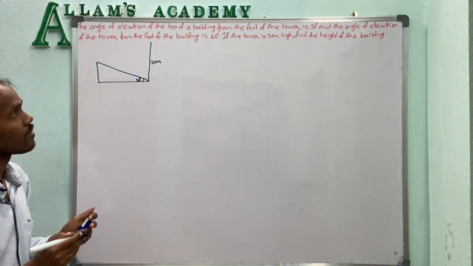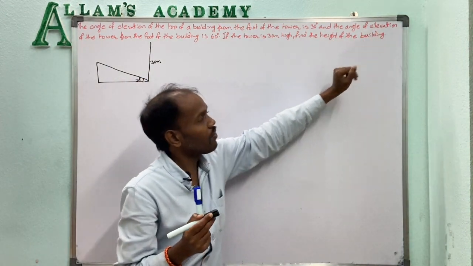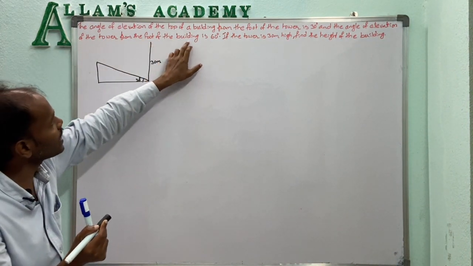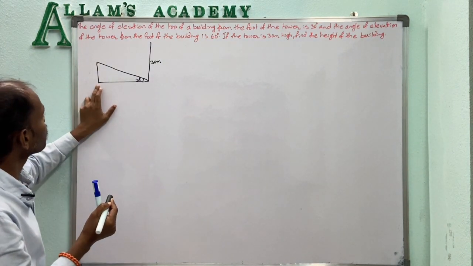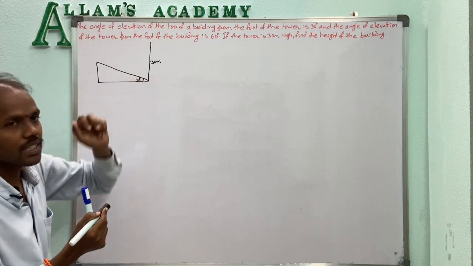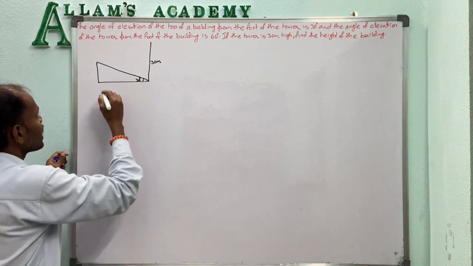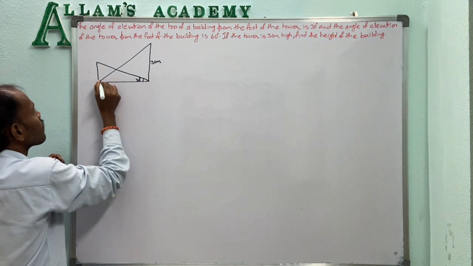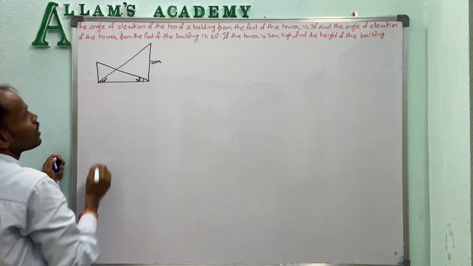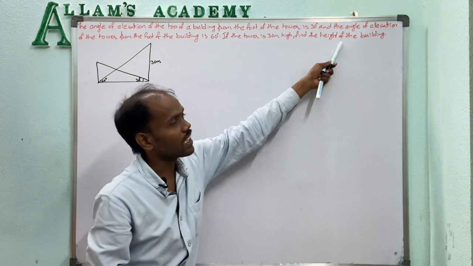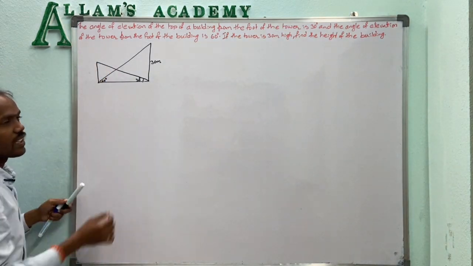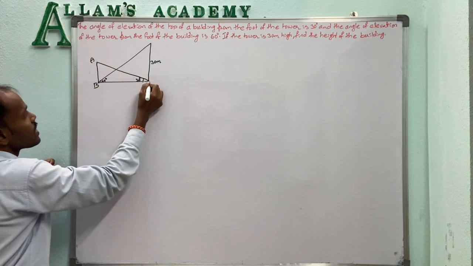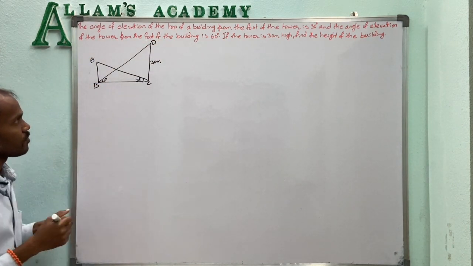Next, the angle of elevation of the tower from the foot of the building is 60 degrees. So from the foot of the building, the top of the tower is observed with a 60 degrees angle of elevation. Now find the height of the building. So we have to find the height of the building. So A, B, C, D.